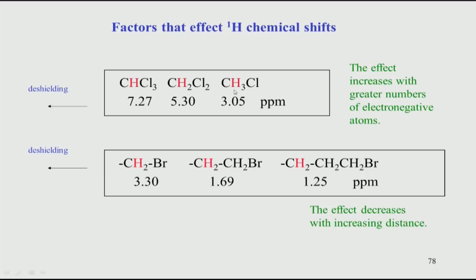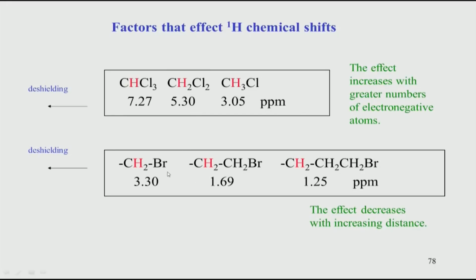Now, if I remove one more chlorine, this is what we saw in the last slide, a simple methyl chloride system. Here there is only one chlorine, but it still has an electronegative effect, and that results in a chemical shift value of 3 ppm. As I keep adding more and more chlorine, it is a simple linear increase in the chemical shift value. So, this is what is written here: the effect increases with a greater number of electronegative atoms.